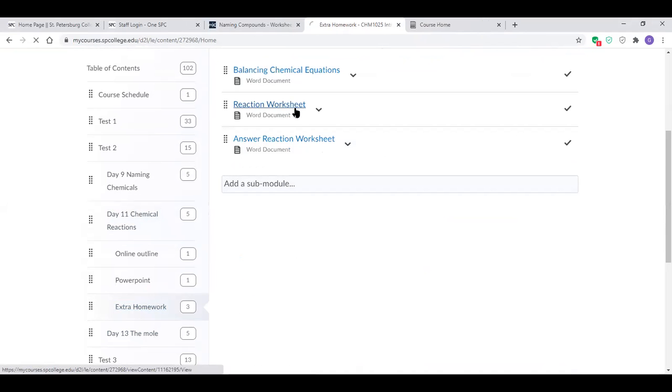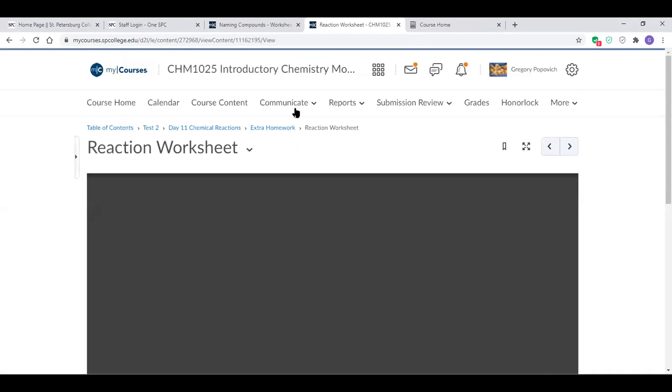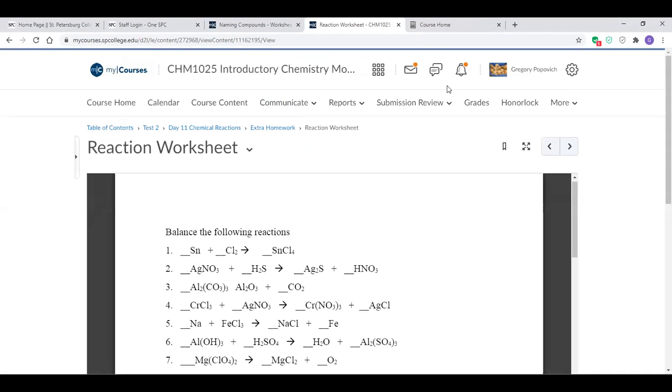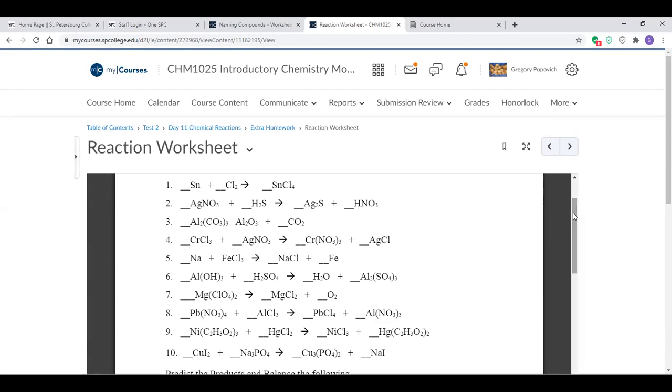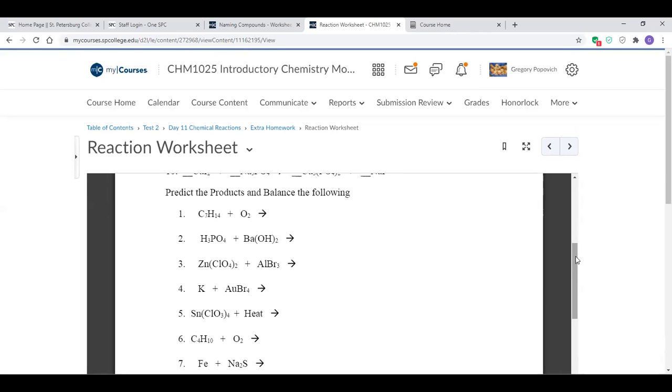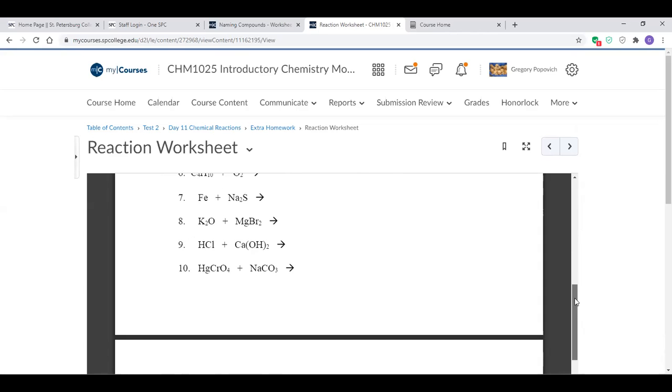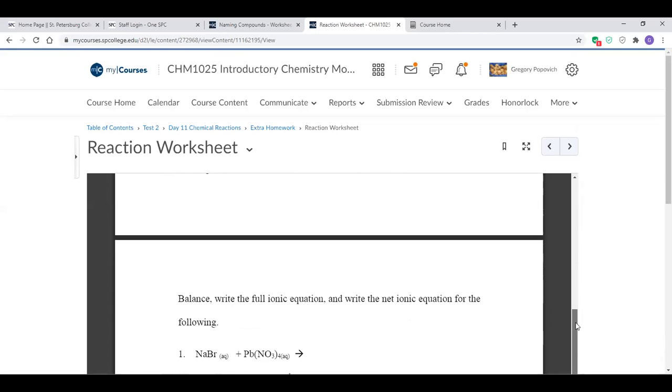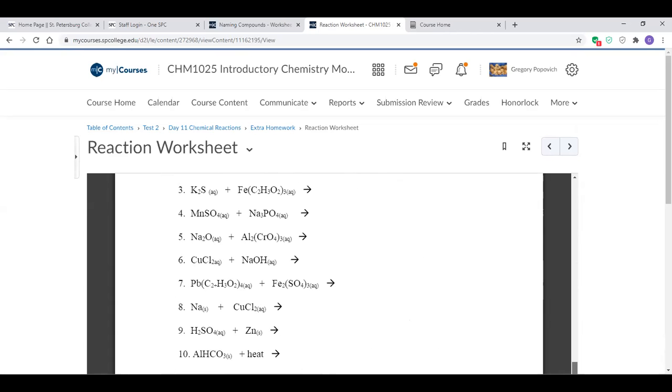Reaction worksheet, click on that. Because what it does, the first part is balancing chemical equations. Second part, you've got to predict the products and balance them. Okay. Third part, you're going to have to do this.